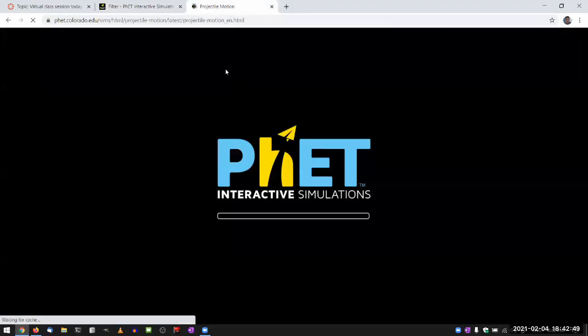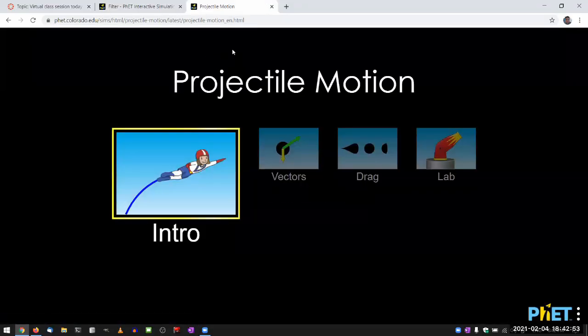So yeah, and these HTML5 simulations, they're great. They run practically on any device, any modern device, any cell phone or smartphone or a tablet, all the modern web browsers.